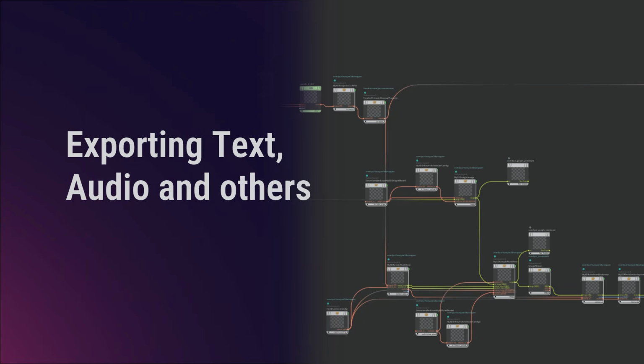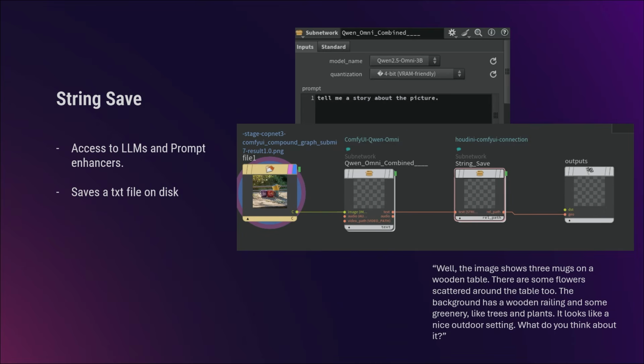You can also export so much more: text, audio, and others. Here we are running an LLM through ComfyUI, and then we have a string save node. I provided an image and a request for Qwen VL, telling it to tell me a story about the image, and it gives a story as a text file. It's not back in Houdini right away, but it saves the text file, saying the image showed 3 mugs on a wooden table and so much more.